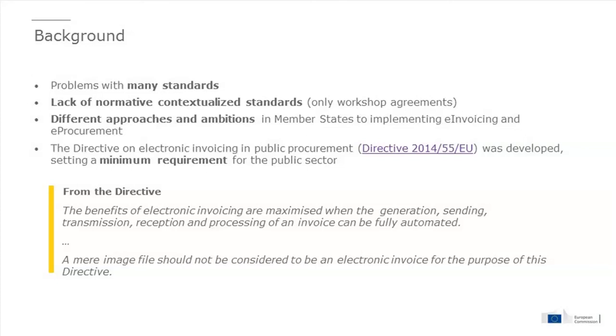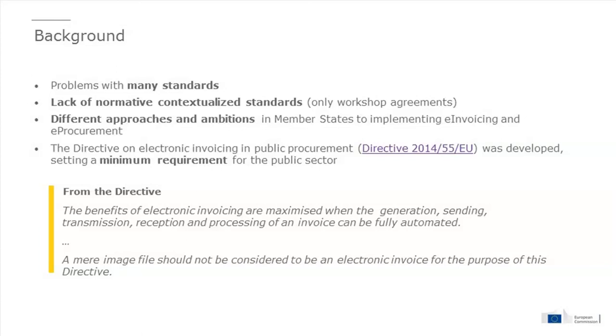And this is something that we will talk about today, these words: the generation, the sending, the transmission, reception, and processing. Also, the directive says that a mere image file, so just a picture of an invoice, is not to be considered as an electronic invoice for the purpose of this directive. So it should be a structured format where the information elements are possible to extract and to use for automation.